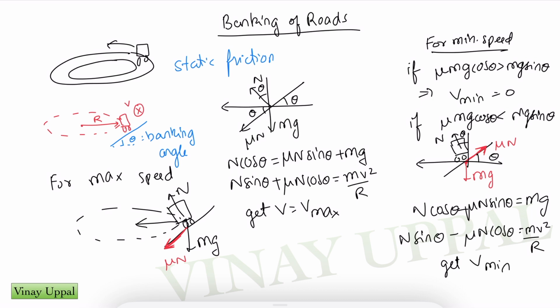Just make sure that you are working under this condition. As soon as in the question you see that mu is greater than tan theta, you can immediately say that the minimum speed has to be 0, no need to do any calculation. For any other speed between this minimum and maximum, the friction will lie somewhere between these two, between mu n downwards and mu n upwards. So there will be static friction lying between these two.